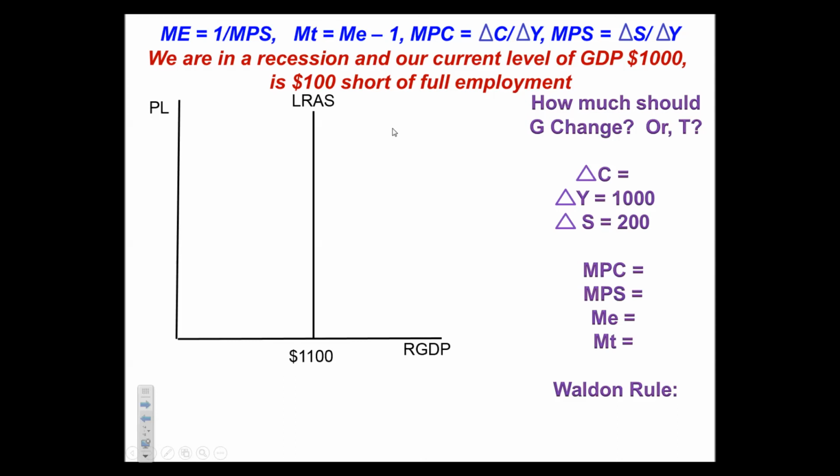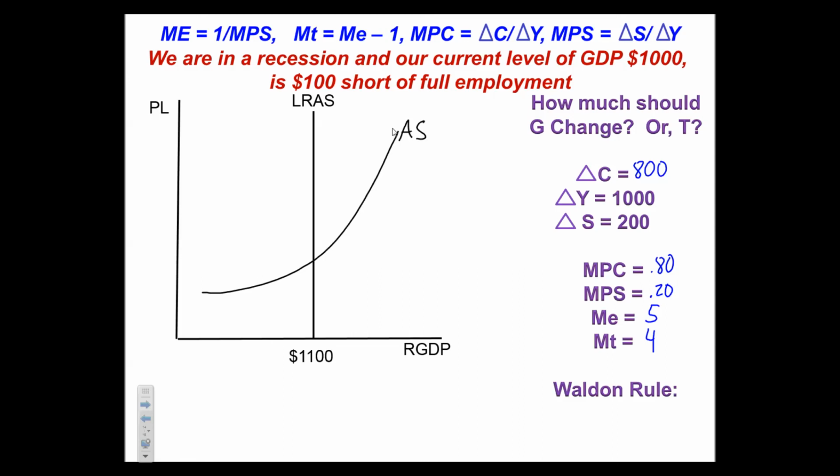We're going to do one more. It says here we're in a recession now. Our current level of GDP is 1,000, and it is $100 short of full employment. So we're going to do the same thing. I'm going to go quicker this time. This time we're given our change in income and our change in savings. Income increased by 1,000, savings increased by 200. So consumption must have been 800. That means our MPC is 0.8, our MPS is 0.2, and our expenditure multiplier is 5. Tax multiplier is 4. So let's see what the economy looks like.